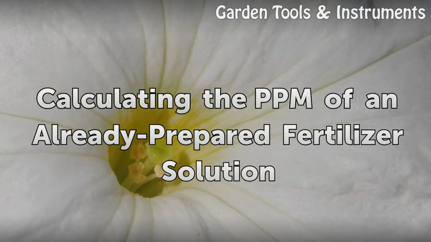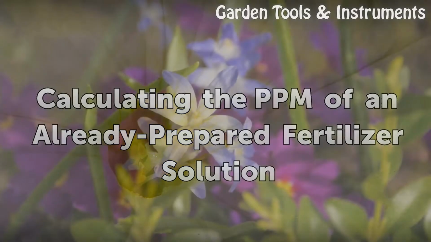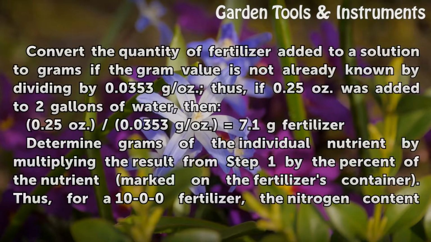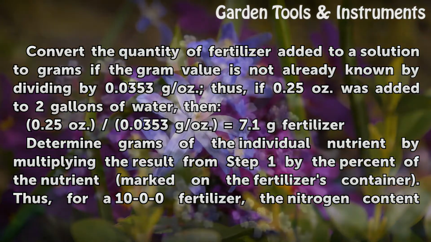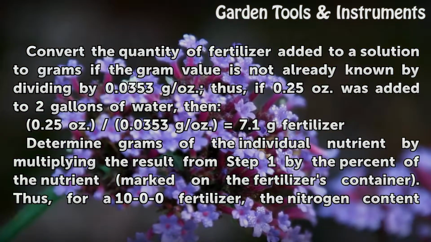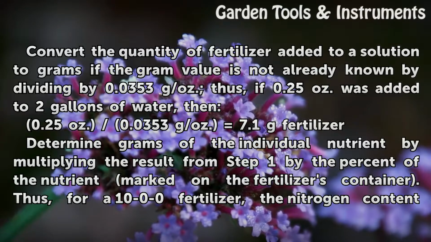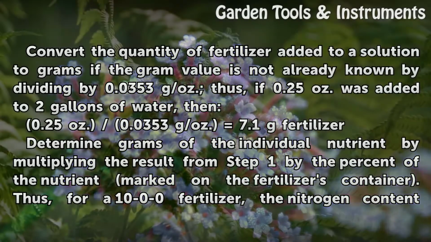Calculating the ppm of an already prepared fertilizer solution. Convert the quantity of fertilizer added to a solution to grams, if the gram value is not already known, by dividing by 0.0353 grams/oz. Thus, if 0.25 ounces was added to 2 gallons of water, then 0.25 ounces / 0.0353 grams/oz equals 7.1 grams fertilizer.